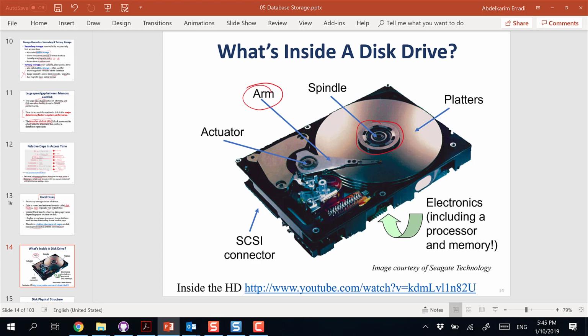That's why when you buy these disks, you can see the RPM, or the number of rotations per minute. One of the specifications is 15,000 RPM or 7,000. The faster it rotates, the better. Okay. And then we have this arm.